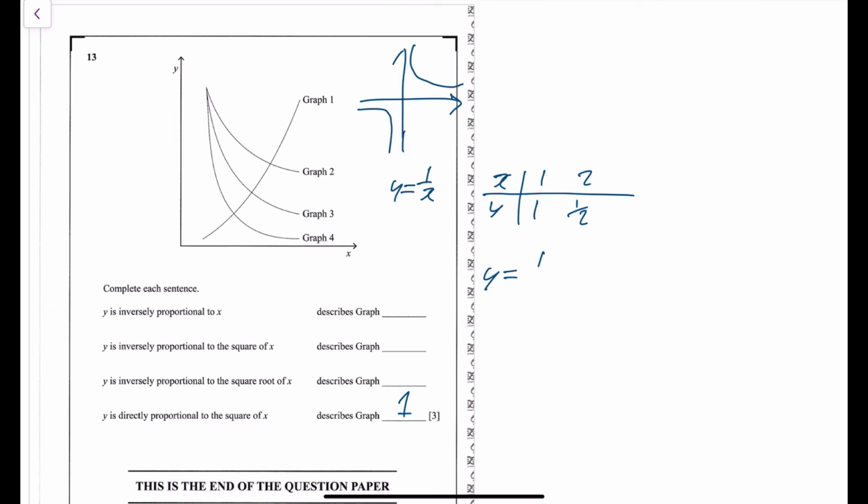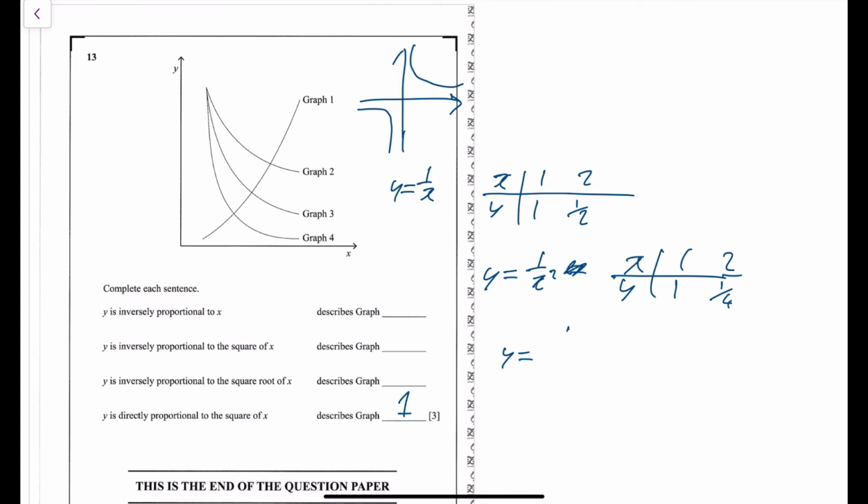Okay, if I had y inversely proportional to x squared, I'd have x, and I'd have my y, and 1 and 2. So x is equal to 1, my y is equal to 1 over 1. x equals 2, it's 1 over 2 squared, so it's going to be a quarter. So this one would be going down quicker than the one I've just done.